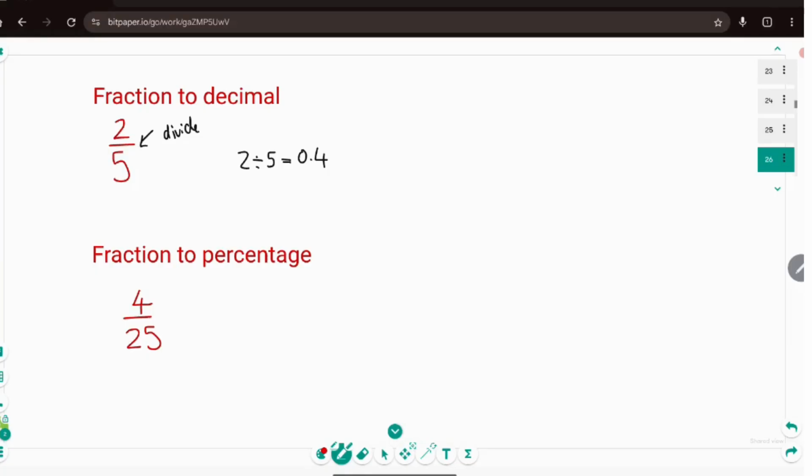How about a fraction to a percentage? Well, let's get into a decimal first. 4 divided by 25 is 0.16. And we know to convert from a decimal to a percentage, we simply times it by 100, 16%.